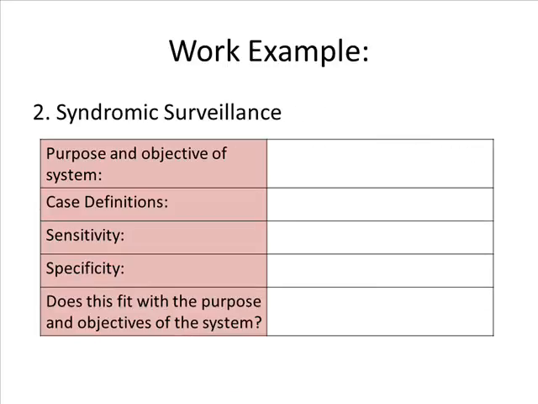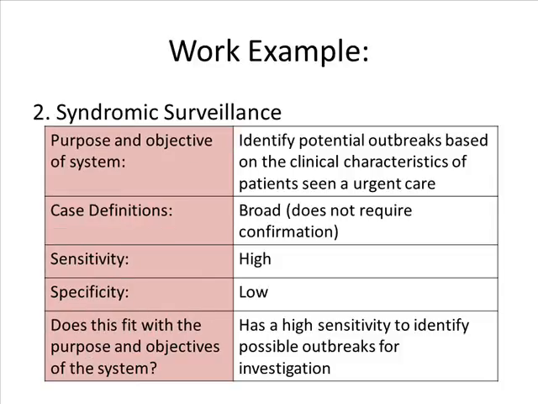Slide 29. We are going to fill in the box for syndromic surveillance. What are the purpose and objective? What are the case definitions? What are the sensitivity and specificity? Does this fit with the purpose and objectives of the system? Slide 30. Syndromic surveillance identifies potential outbreaks based on the clinical characteristics of patients seen in urgent care. Case definitions are broad. These do not require confirmation. The system has high sensitivity and low specificity. Syndromic surveillance has a high sensitivity to identify possible outbreaks for investigation.